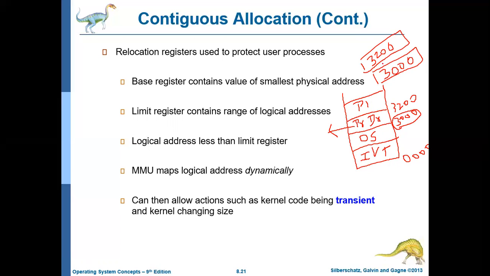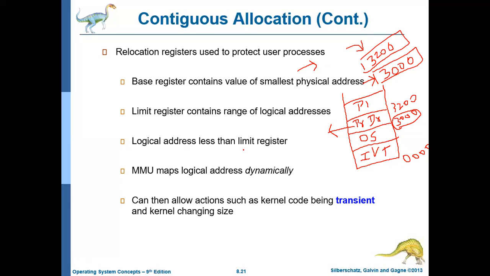So this can be easily done by just changing the value of the base register. You need not change anything else. Logical address you need not change, because logical address is the relative address. It is relative to the base address, right? So the CPU does not do anything else. The CPU will always create a logical address, and that logical address will be compared to check whether it is less than the content of the limit register, and then it is added with the base register. If the print driver is there, the logical address will be added with 3200. If the print driver is not there, the logical address will be added with 3000.